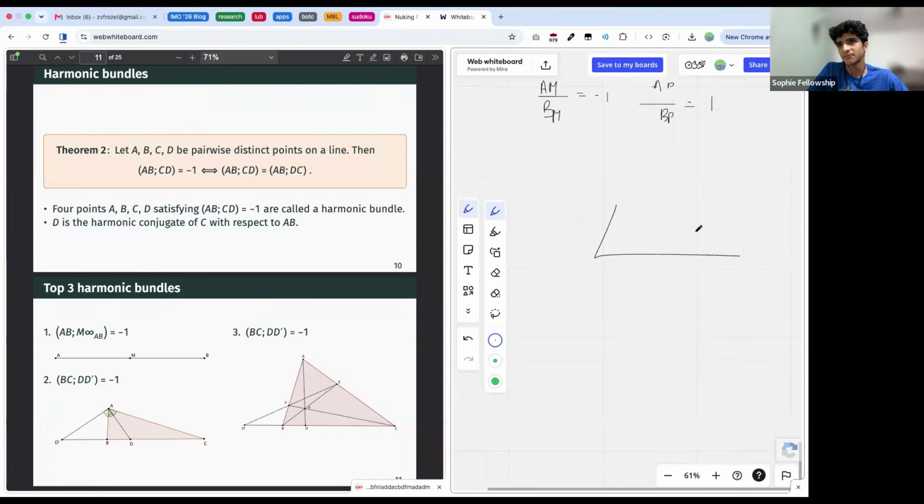Let's try to prove the second one. You have ABC, a triangle, and you have your internal angle bisector meeting BC at D, and your external angle bisector at some point D prime. Can we prove that (B, C; D, D prime) is -1?